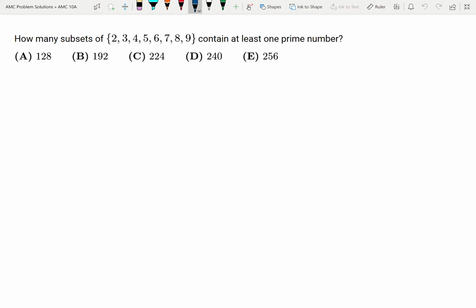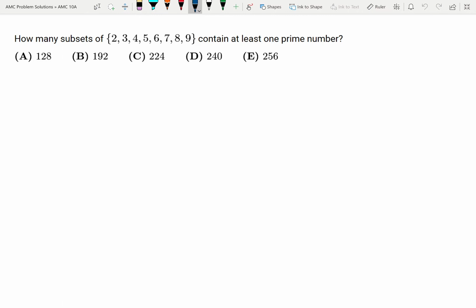How many subsets of this following set contain at least one prime number? So this problem can be done very quickly if you know that the number of subsets of that set is just 2 to the power of the number of elements in the set. So in this case, the total number of subsets is 2 to the 8th, and you can quickly find the answer. The answer isn't 2 to the 8th, but using that info, you can quickly find the answer.